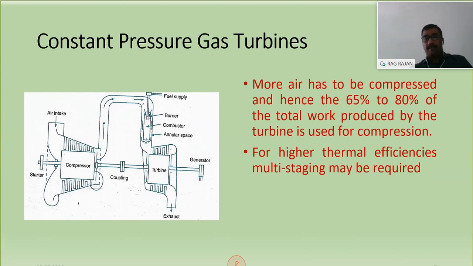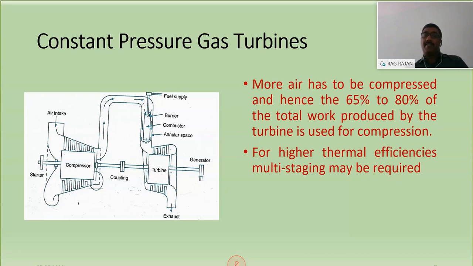Initially, there is a burner. Through the burner portion, only a small portion of air is flowing. The other part of the air is flowing through the annular space arranged around the combustion chamber. What is the purpose of flowing the major part of the air through the annular space? Because at the burner, there will be combustion of air and fuel. So the temperature will go, say, more than 1000 degrees Celsius.